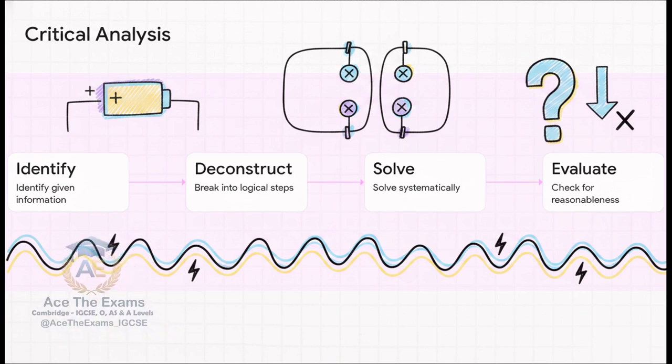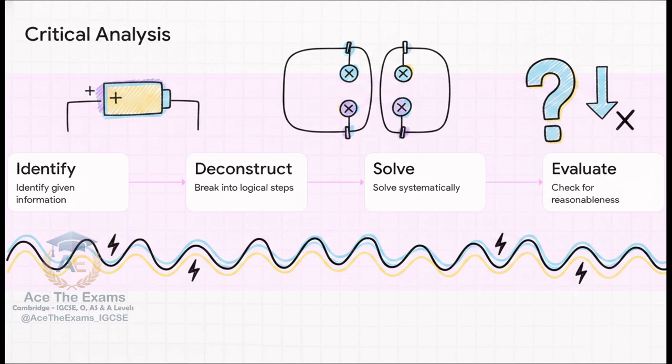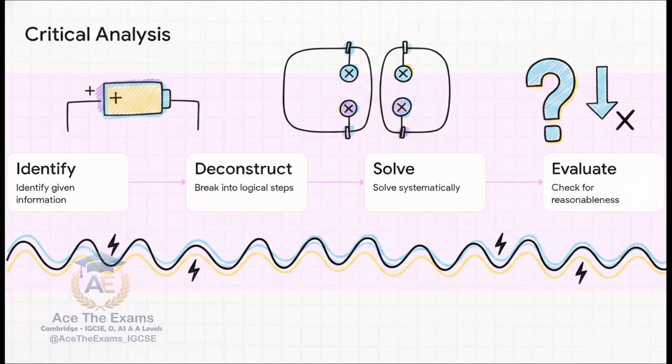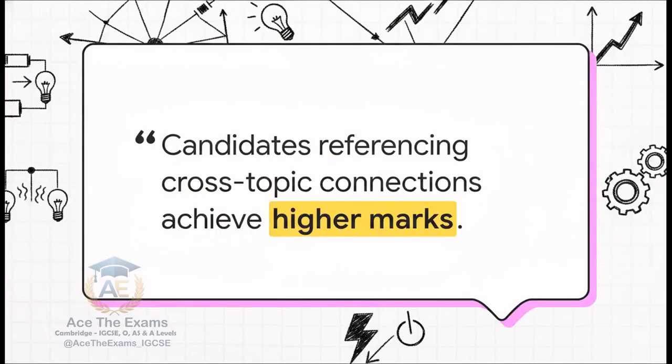This is exactly what the deconstruct, solve, evaluate process prevents. Step 4, check for reasonableness, is basically your built-in lie detector. If your parallel circuit calculation yields a higher overall resistance, your reasonableness check should immediately flag it as incorrect based on foundational theory. Take a look at this quote straight from a principal examiner report.